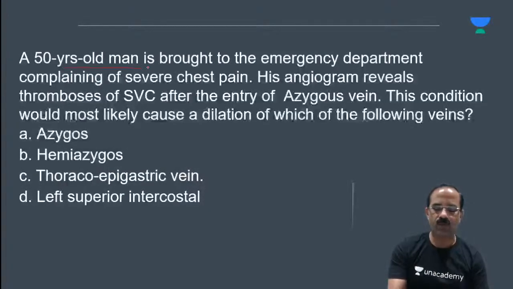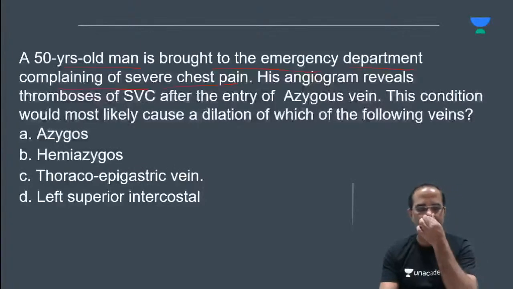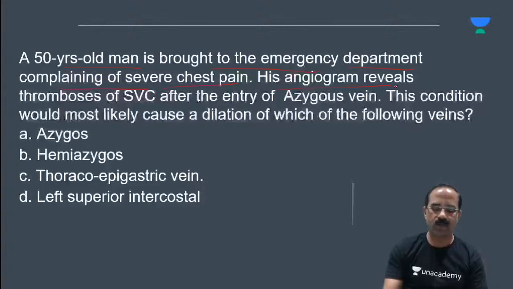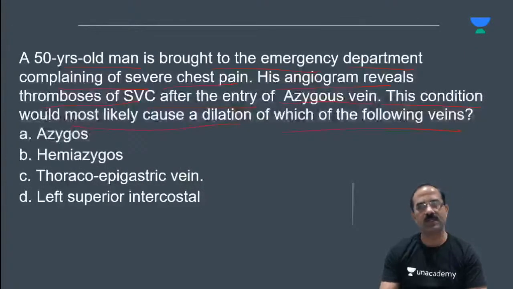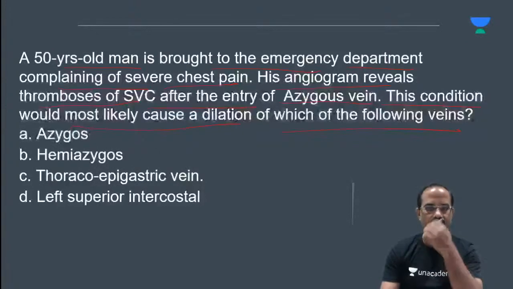A 50 year old man is brought to the emergency department complaining of severe chest pain. His angiogram reveals thrombosis of the SVC after the entry of the azygos vein. This condition would most likely cause dilatation of which of the following veins? Yes, can you answer this? Which is the vein dilated?